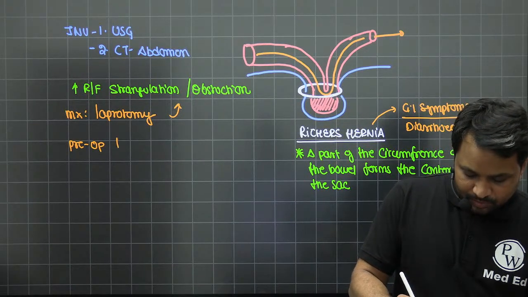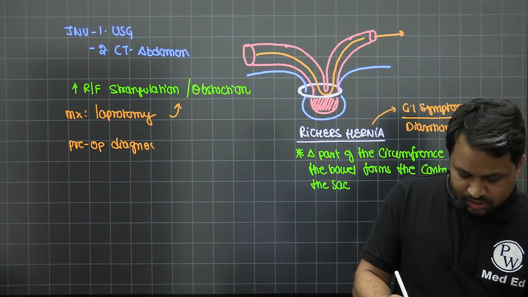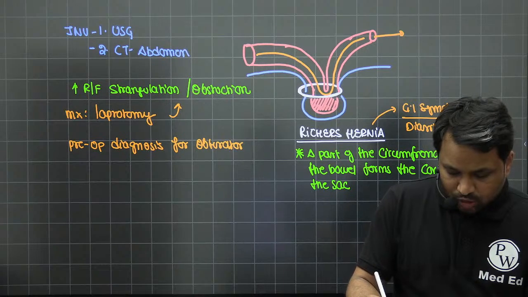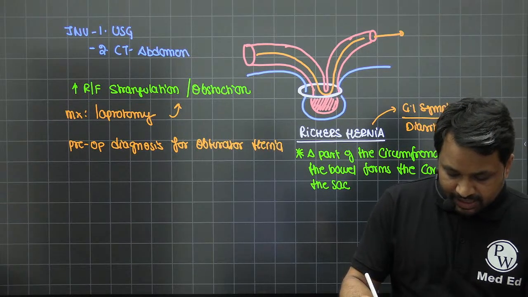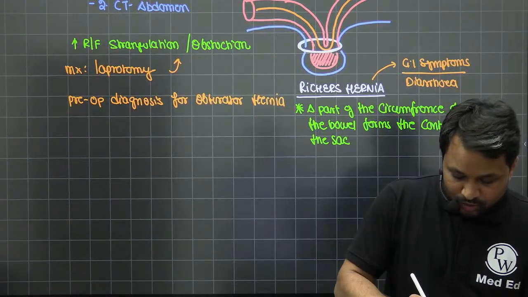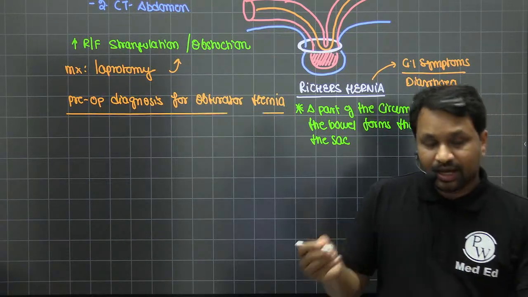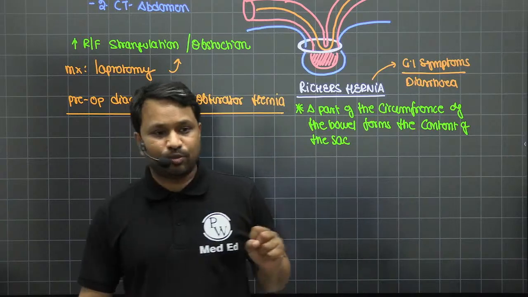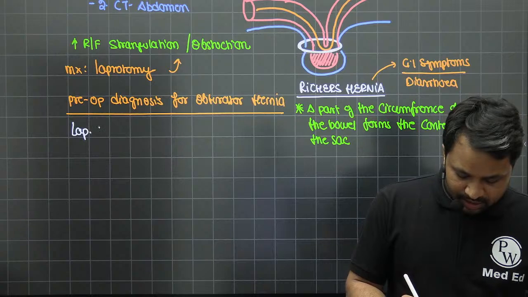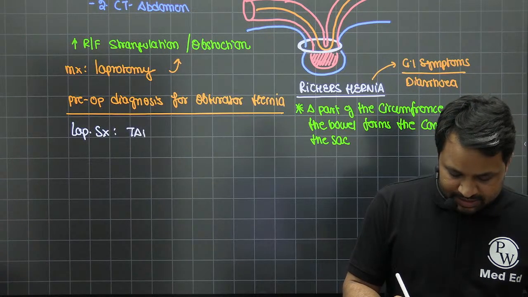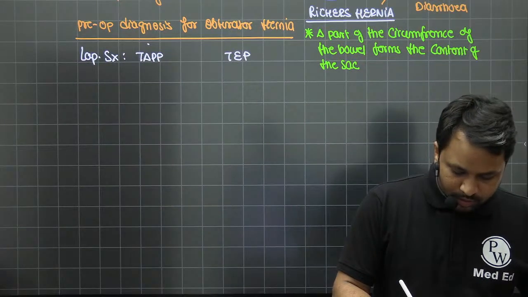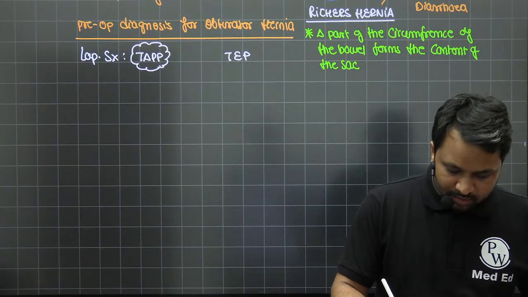Otherwise, if there is a pre-operative diagnosis, let's say you have already diagnosed this as an obturator hernia before the surgery, then the ideal scenario is that you take this patient for laparoscopic surgery. In laparoscopic surgery, we have both options, TAPP as well as TEP. We've already discussed them briefly. Let's look at what TAPP stands for and what TEP stands for.